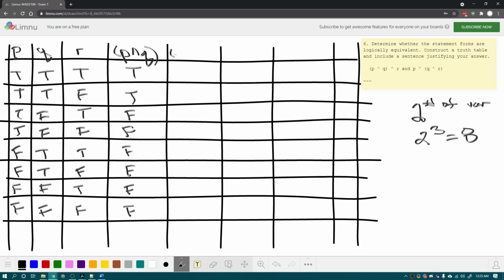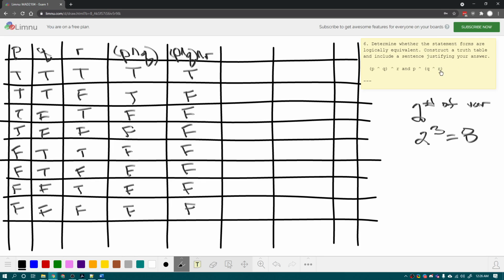Okay? Now I'm going to do the entire left-hand expression here. So that's the quantity P and Q, and then R. Sorry for my handwriting here, guys. All I'm going to do is take this column and AND it with this column, right? So true and true is true. True and false is false. False and true is false. False and false is false. False and true is false. False, false, and false.